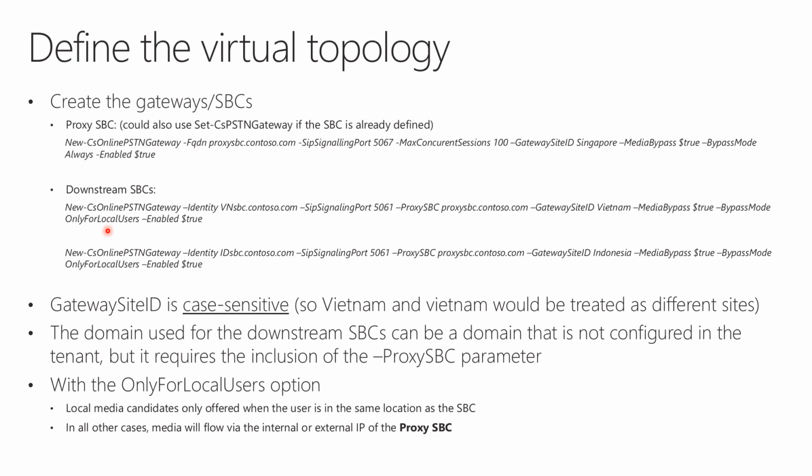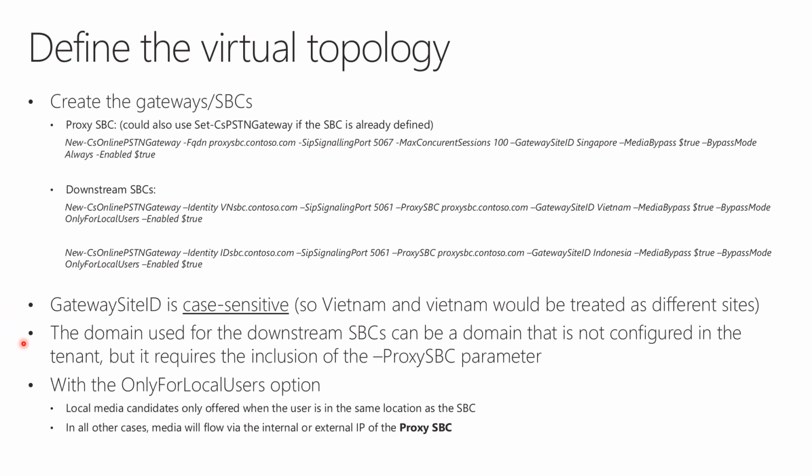So if I have a user that's in Indonesia and they want to send traffic out through the Vietnam gateway, I don't want them to talk to me directly. So you have to be in the same site as this session border controller to be able to talk to it directly. And I do the same thing here for the Indonesia session border controller, right? Again, it's important to note, gateway site ID is case sensitive. So as you see here, Vietnam with a capital V and Vietnam with a lowercase v would be treated as different sites. So be aware of that.